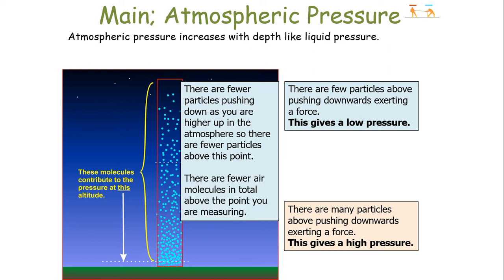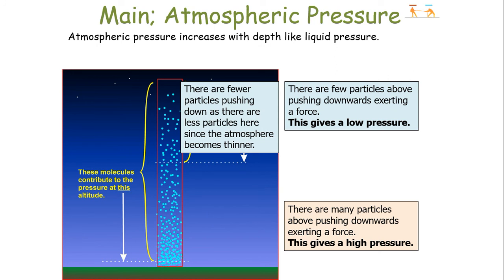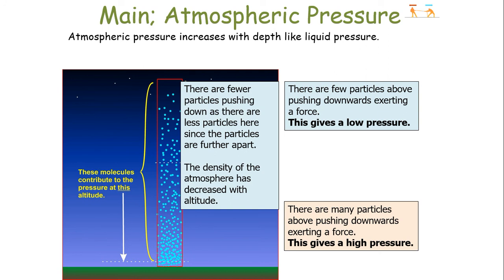As well, there are fewer air particles in total the higher up you go in the atmosphere. So when you increase your altitude, the air particles are actually further apart. The atmosphere becomes thinner. So as a result, the density of the atmosphere decreases with altitude, so there are fewer air particles per cubic meter. So not only are there fewer air particles above you just due to the fact you're going higher up, but there are also fewer air particles above you because there are fewer air particles in general the higher up you go in the atmosphere. The atmosphere is thinner the higher up you go.